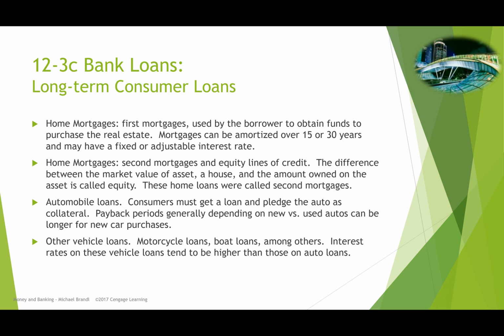Auto loans, I think we've talked about already. By the way, on the mortgages, of course, the home, in other words the property, is the collateral. On auto loans, obviously the car is the collateral. Then there are other vehicle loans and other types of loans as well. So motorcycle loans, boat loans, musical instrument loans if you happen to be a musician, etc., etc.